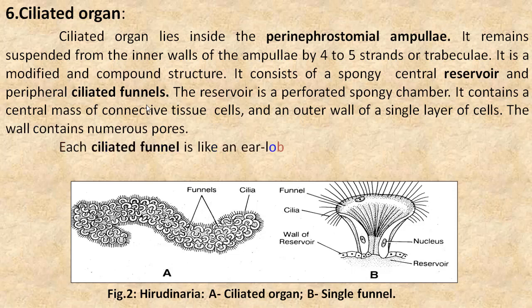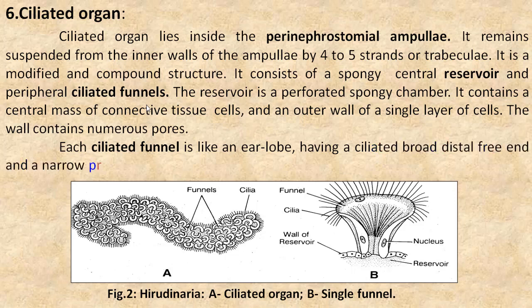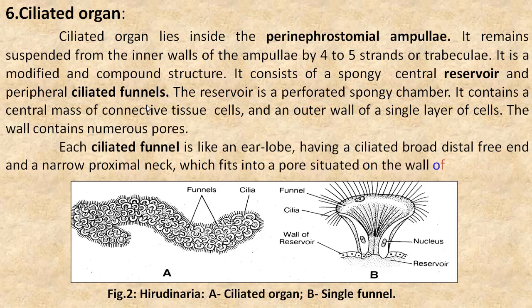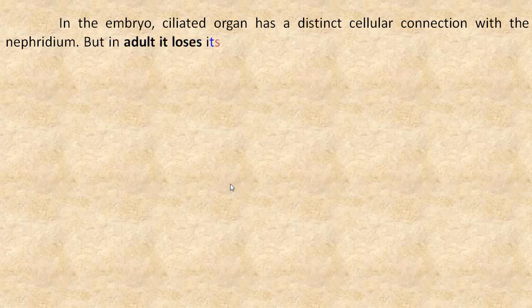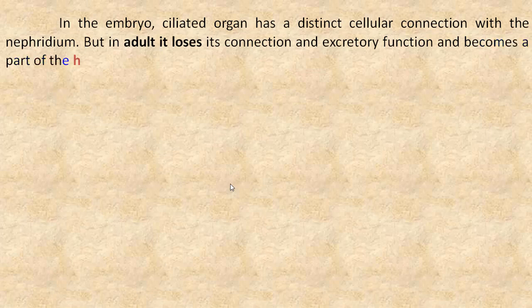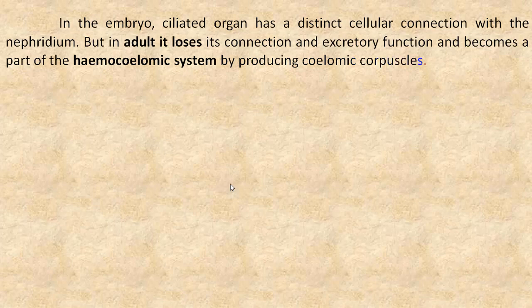Each ciliated funnel is like an earlobe, having a ciliated broad distal free end and a narrow proximal neck, which fits into a pore situated on the wall of reservoir. In the embryo, ciliated organ has a distinct cellular connection with the nephridium. But in adult, it loses its connection and excretory function and becomes a part of the hemocoelomic system by producing coelomic corpuscles.